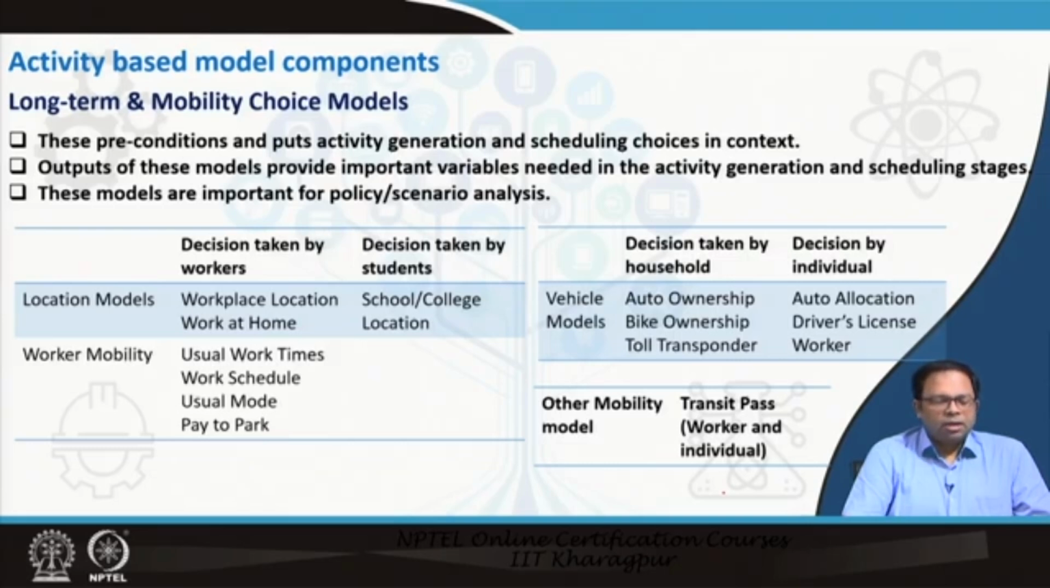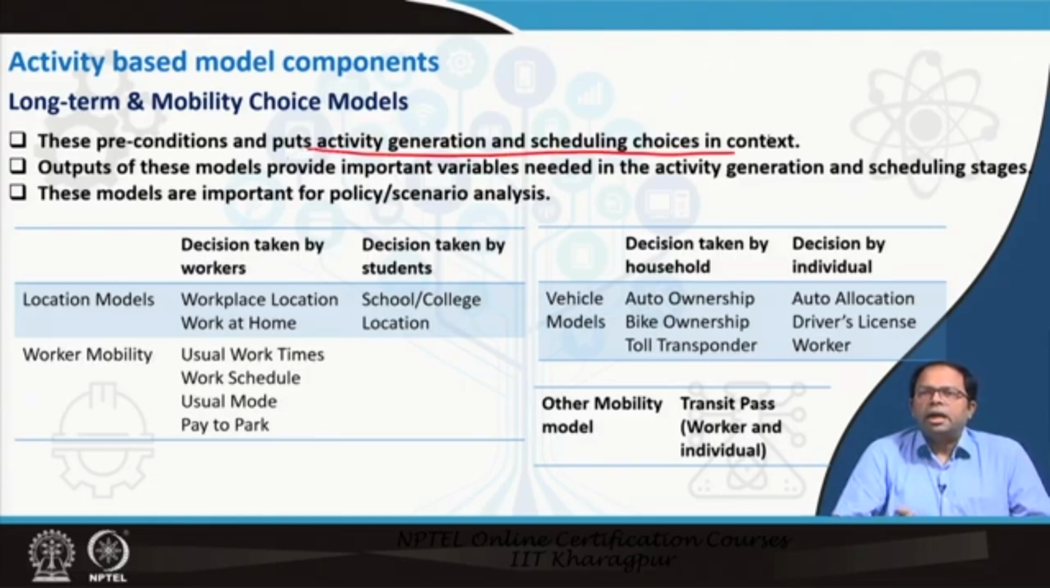So, some of the components of activity based model, I already told you, there is long term choice and then there is daily activity schedule. So, within the long term and mobility choice models, we have already done this kind of models earlier when we discussed land use transport interaction frameworks. So, it is the exact same thing. These models are actually preconditions and put activity generation and scheduling choices in context. That means, the daily activity schedule is generated based on these preconditions.